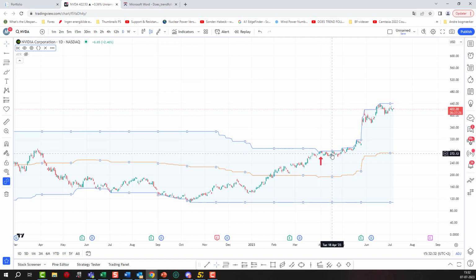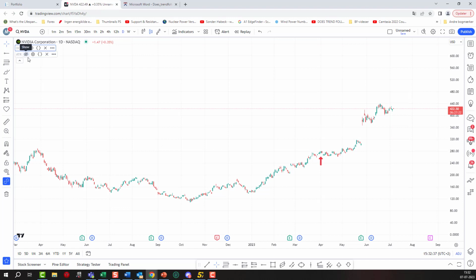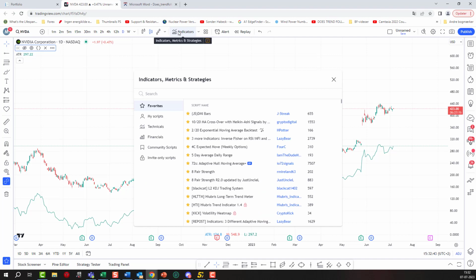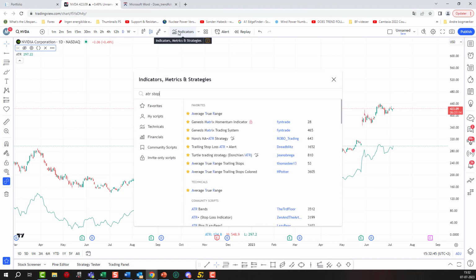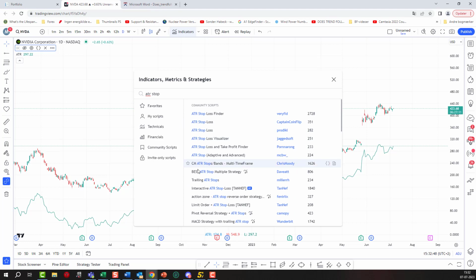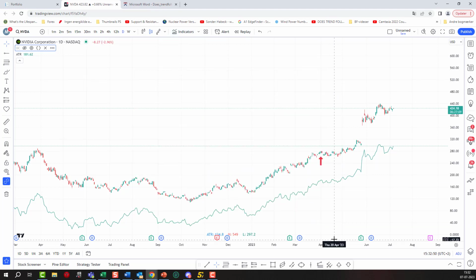All right, then when should we exit? Let's just remove the Donchian channel. Here you're going for something called an ATR Stop Loss. There are plenty of them in here. You just pick the ATR Stop Loss, and there are a lot of them down here. I just picked one.